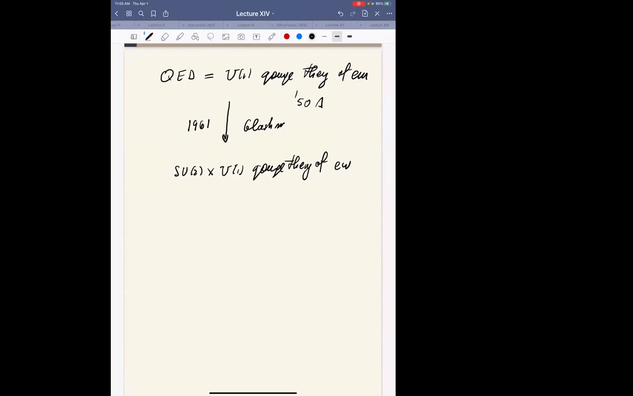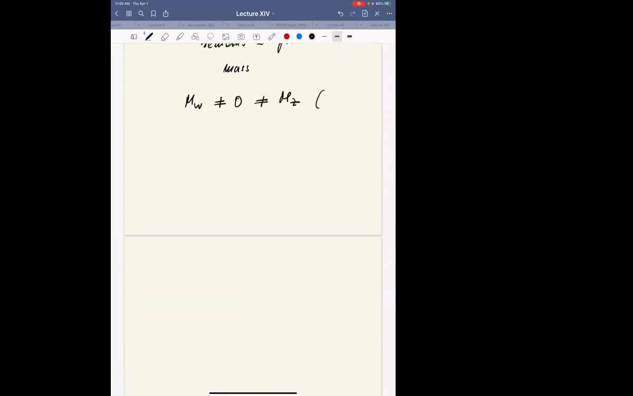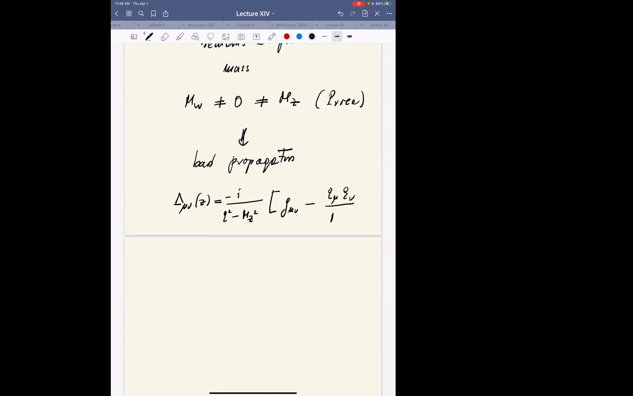SU(2) cross U(1) gauge theory, but what remains? A problem of mass. We know that MW is not zero, neither is MZ, but that is bad. That is a Proca theory. So we have bad propagators. Remember once again, the propagator Delta mu nu, for example, of Z would be minus i over (q squared minus MZ squared) times (g mu nu minus q mu q nu over MZ squared). This is bad.